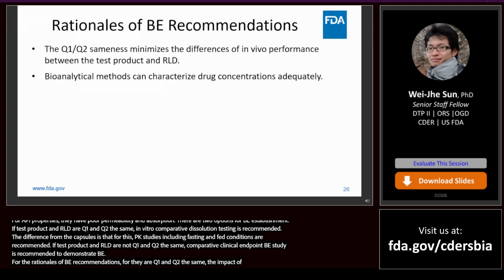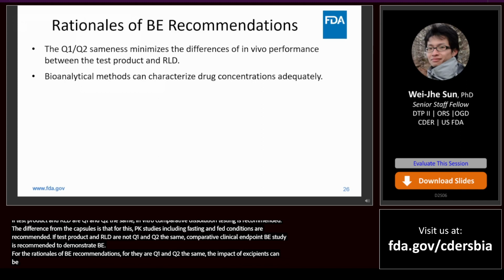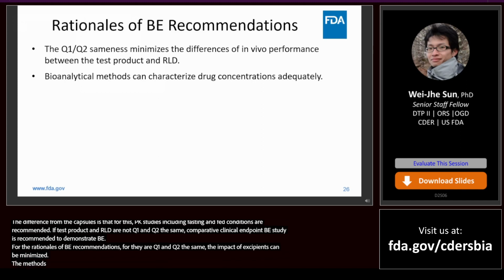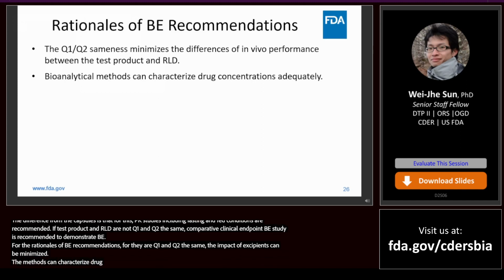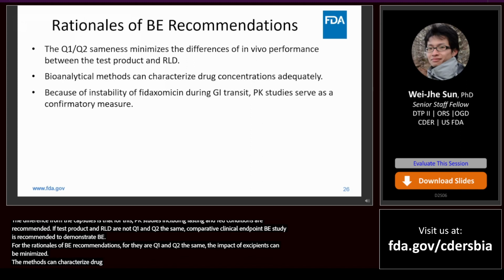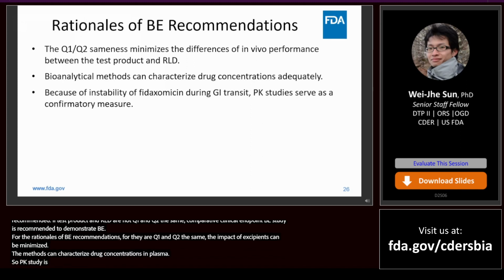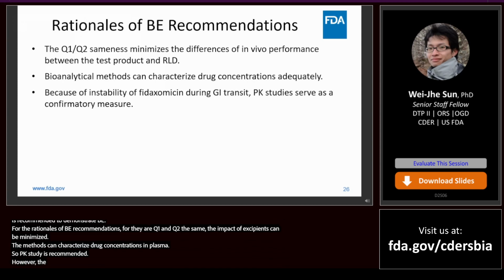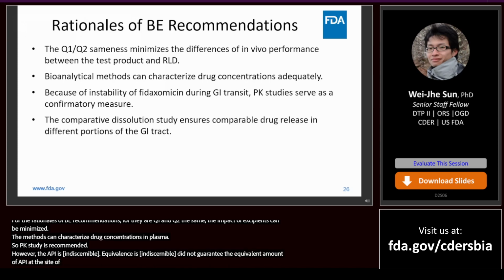Although fidaxomicin is poorly permeable and soluble, there is no analytical sensitivity issue to determine drug concentration in plasma, so PK study is recommended. However, the API is not stable during GI transit. Equivalent systemic PK does not guarantee equivalent amount of the API at the site of action. So PK studies serve as a confirmatory measure.